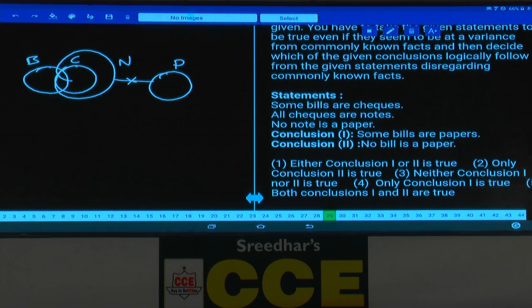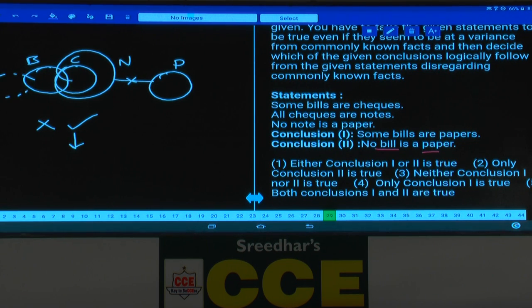Then first one, some bills are papers. Is it true? No. No bill is a paper is definitely true. Now to make this one false, we should prove its complementary. What is the complementary? No bill is a paper means some bills are papers. Isn't it? Now tell me whether I can prove like that or not.